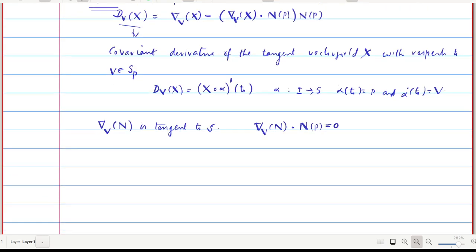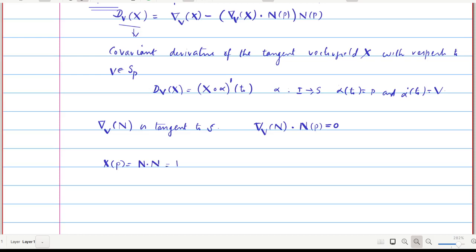We start with this. Consider a function x of p equal to n dot n, and we know that this is 1 anyway, since it is norm n squared.